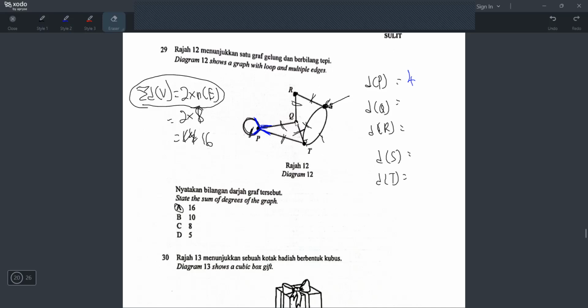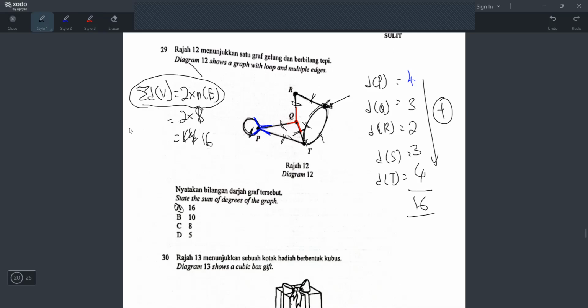Okay, let's look at Q's degree. 1, 2, 3. So how many lines pass through Q? 3. What about R? R has how many lines passing through? 1 and 2 only. What about S? S has 1, 2, 3. Okay, and then T has 1, 2, 3, 4. And plus all these together, you will get 16. Right? Let's press the calculator. Plus 2, plus 3, plus 4. Yeah, you get 16. All right.